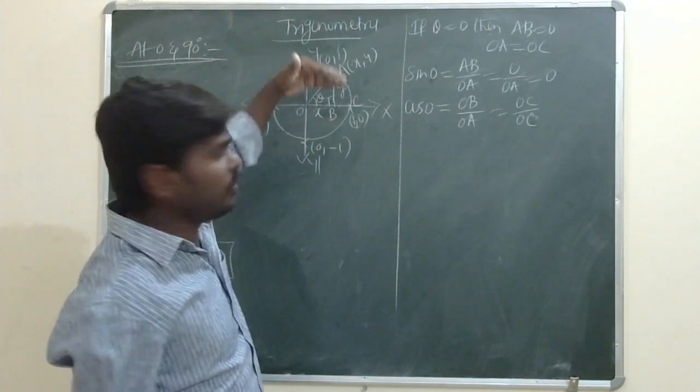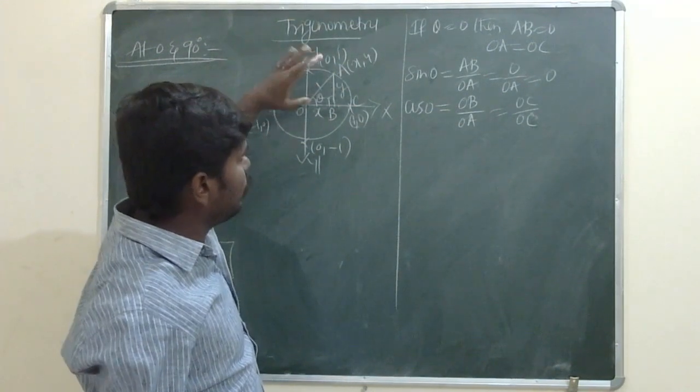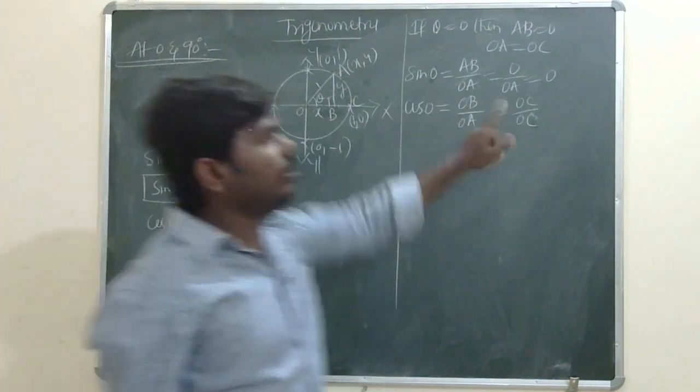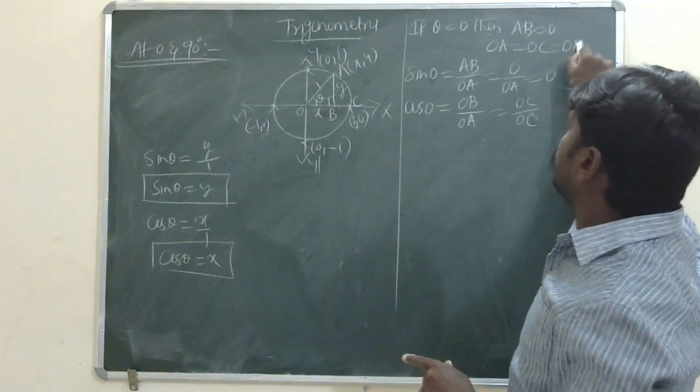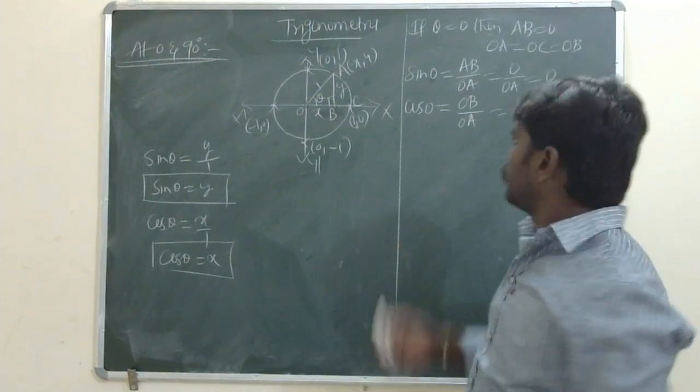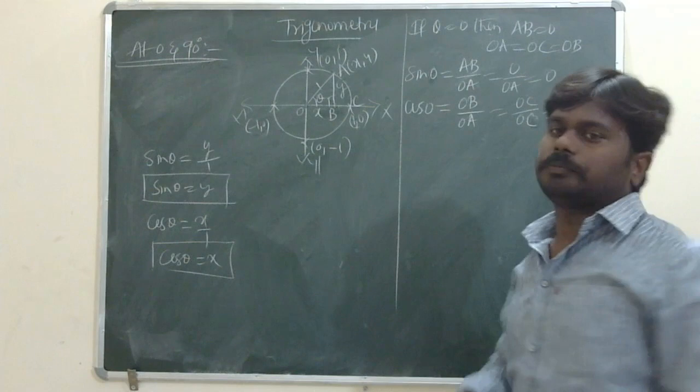That means when you are making the angle theta is equal to 0, then OB and OC length should be equal, and of course OA is equal to OC. So here we can write OB also. Okay. So now here which is equals to 1.